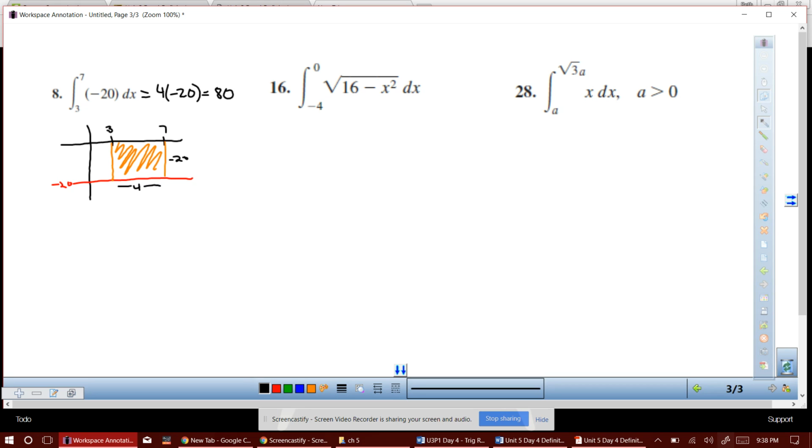Anytime we have constants, we're going to end up with a shape that is a rectangle. And so it's going to be the difference in the two, how far apart these are, and then times the outcome. Okay, so that one's pretty easy.